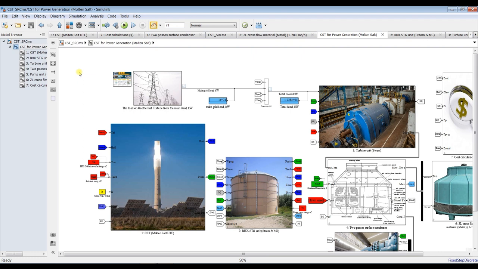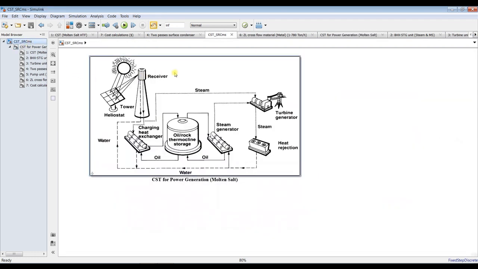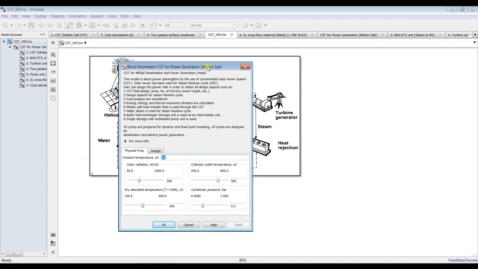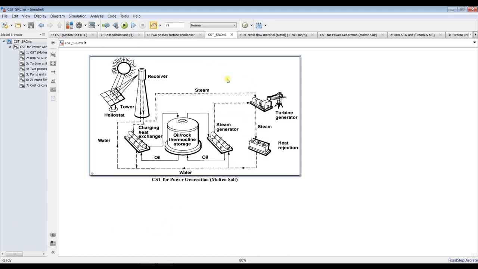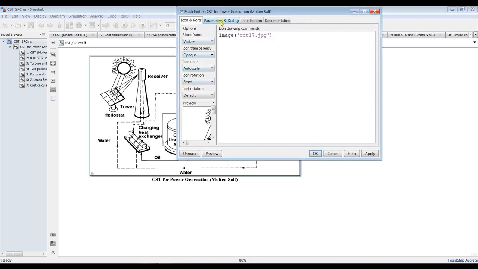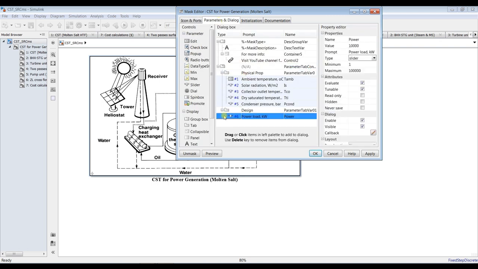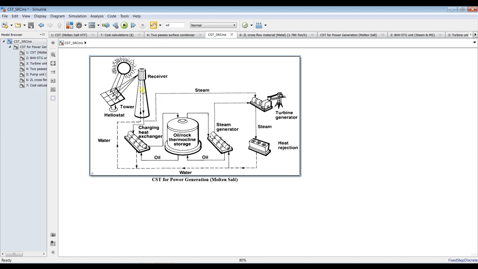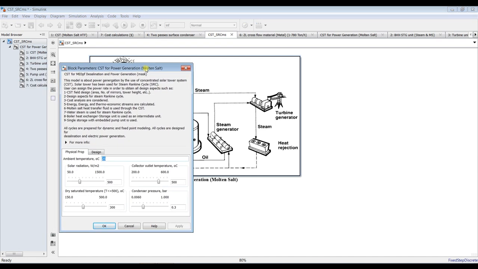My intention is to go to the mother block, for example, and double click here. Surely you can change the range of your inputs by right clicking on your model, going to Mask, Edit Mask, and going to Parameters. Suppose you need to change the minimum and maximum limits of your power load, you can change it from here. So you can control your limits up and down based on your favorable limits. Double clicking here, let's go inside.